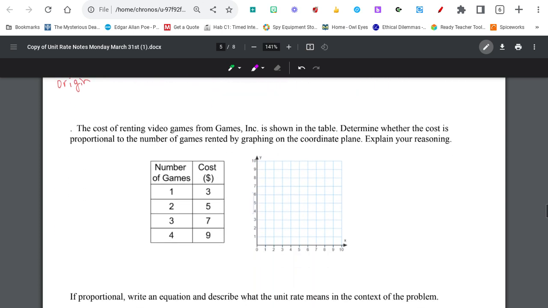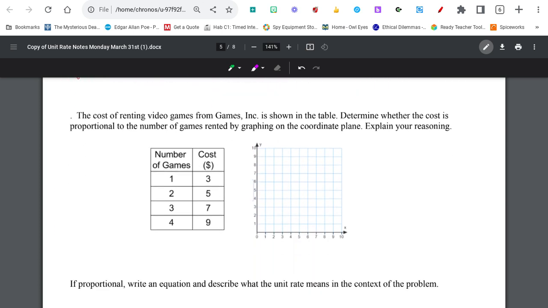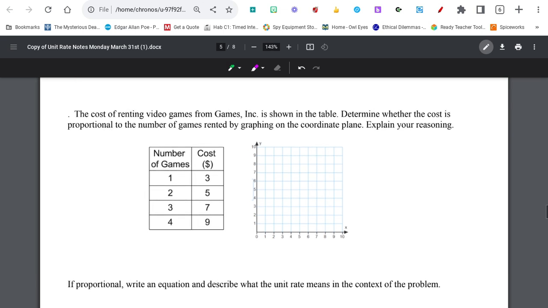All right, so let's take a look at the next example. It says the cost of renting video games from Games Incorporated is shown in the table. So as you can see, for one game, the cost is $3. For two games, the cost is $5. For three, the cost is $7. For 4 games, the cost is $9. It says determine whether the cost is proportional to the number of games rented by graphing the coordinate plane and explain. So I'm going to graph.